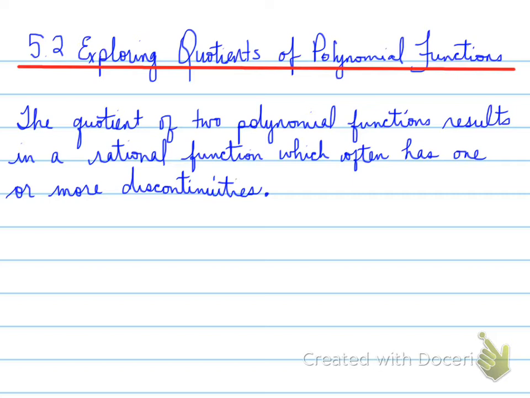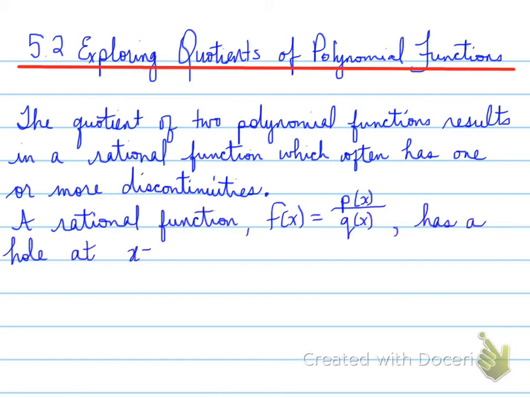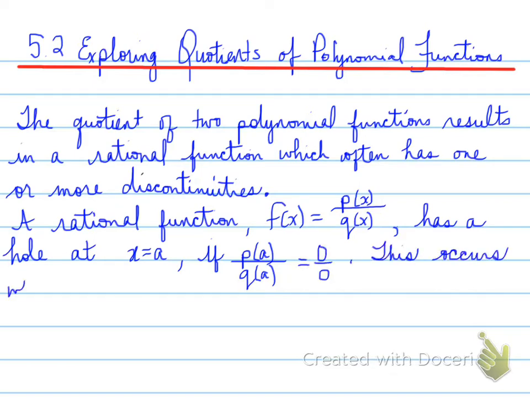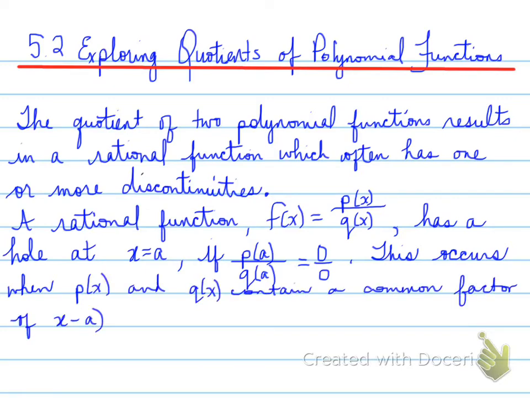And that's exactly what we're looking at in this unit: different discontinuities and why they exist. So a rational function, let's say a function with a polynomial in the numerator and a polynomial in the denominator, has a hole at x equals a if we plug it in and it equals 0 over 0. This occurs when p of x and q of x contain a common factor, i.e., it gets canceled when you're simplifying. So here's an example of that.